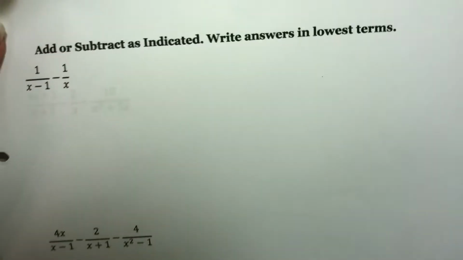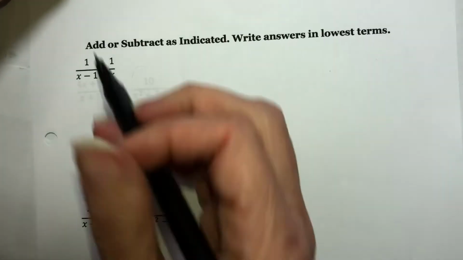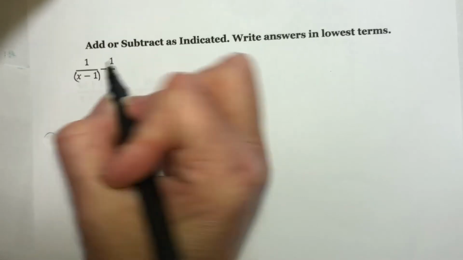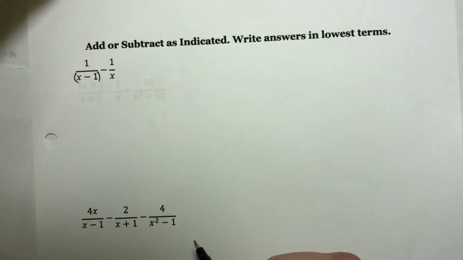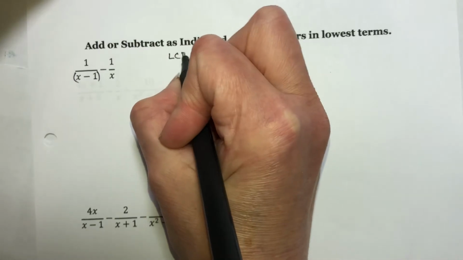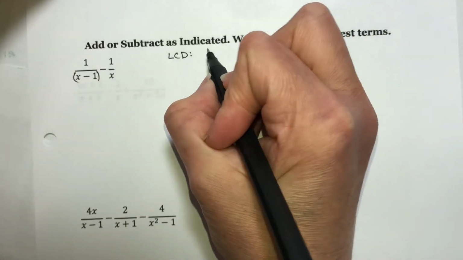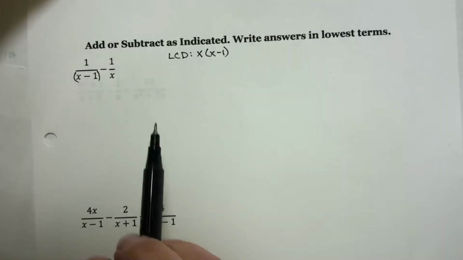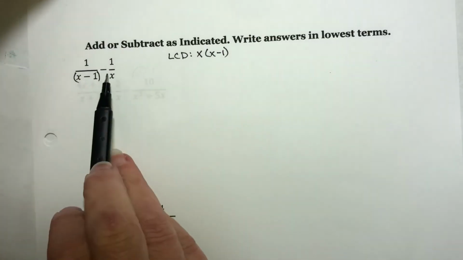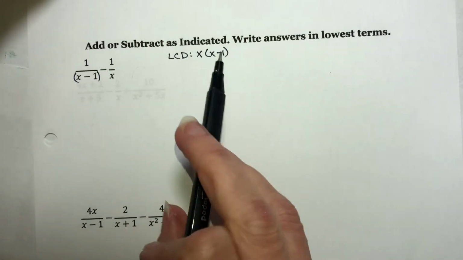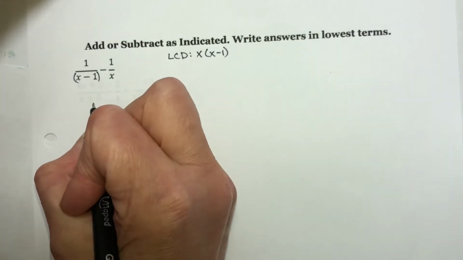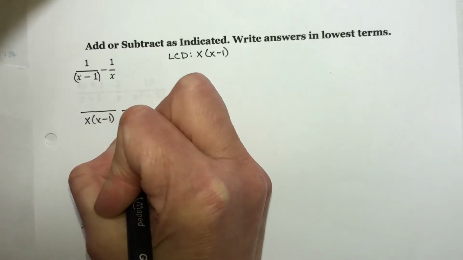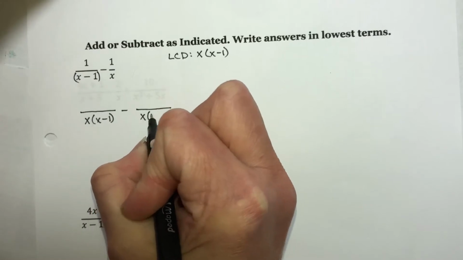Okay, so let's actually work some problems. We're going to do a subtraction here. My denominators are x minus 1, which does not factor, and x. My LCD, I have an x minus 1 base, and I have an x base. Neither of these is raised to an exponent other than 1, so this is my least common denominator. I want to rewrite this problem as something over x times x minus 1 minus something over x times x minus 1.